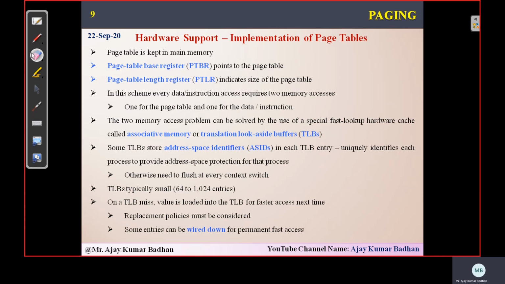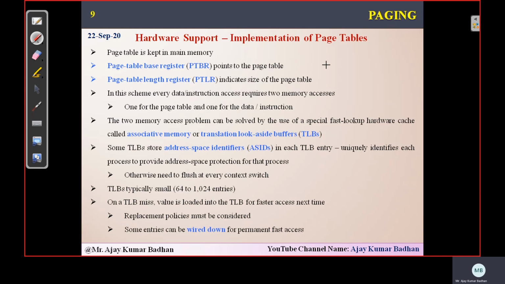Okay, so this will be in the coming slides. We'll talk more about this page table length register. Right now, you just need an understanding. That's enough. Now, here also, when we were using the page table base register, there was a problem.